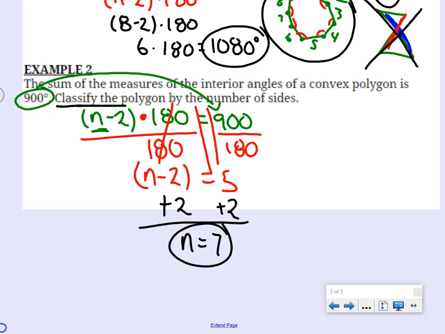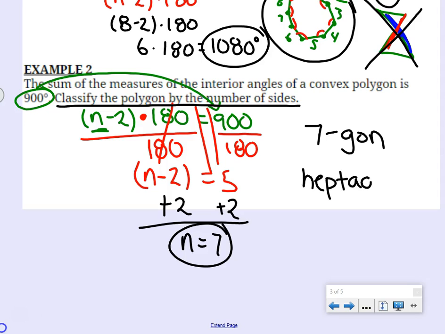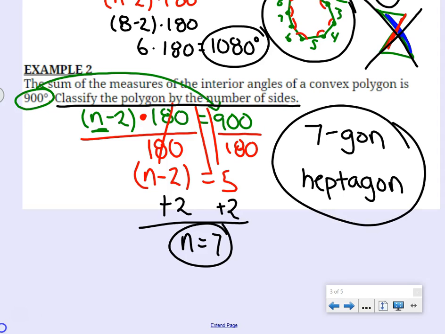So we want to classify the polygon by the number of sides, so we could call it a 7-gon or a heptagon. Both answers would be correct.